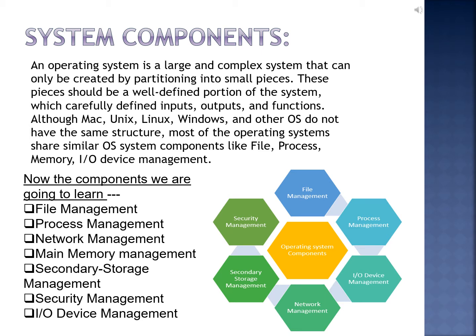A system as large and complex as an operating system can only be created by partitioning it into smaller pieces. These pieces should be a well-defined portion of the system, which carefully define inputs, outputs, and functions. Although Mac, Unix, Linux, Windows, and other OS do not have the same structure, most of the operating systems share similar OS system components like file, process, memory, input-output device management.